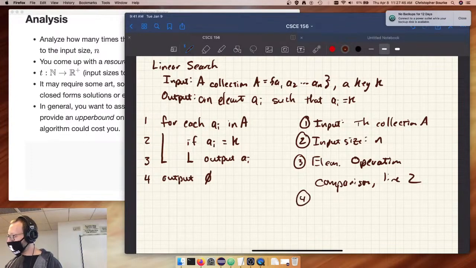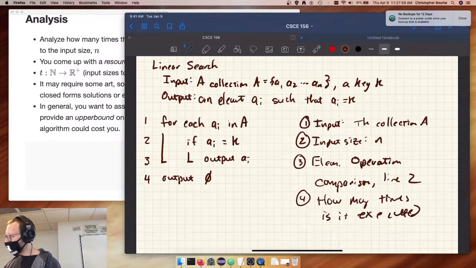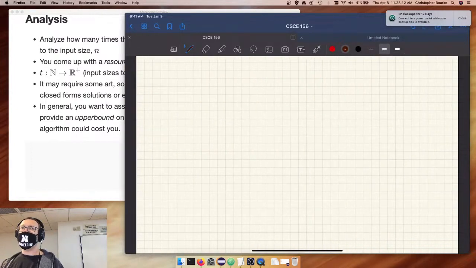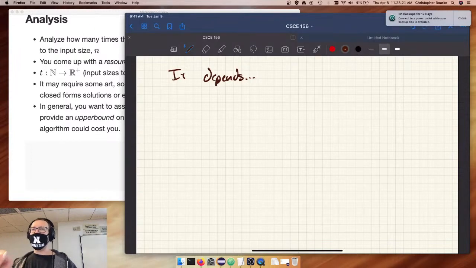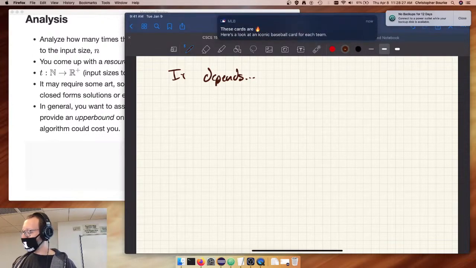4, how many times is it executed with respect to the input size? How many times is it executed with respect to n? Oh, I like that. You're thinking about it depends, right? It depends. Let's think about, so I already said that we probably want to think about worst case scenario, but let's be devil's advocate here, right? Best case.